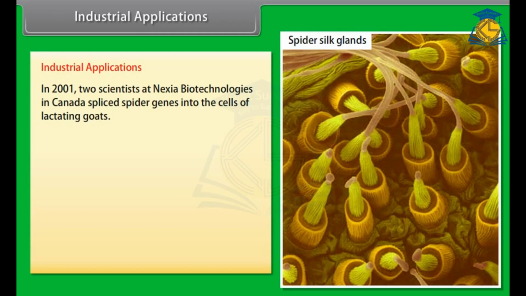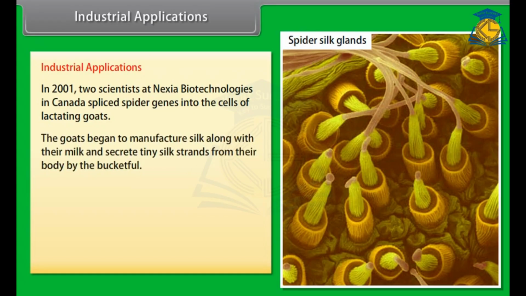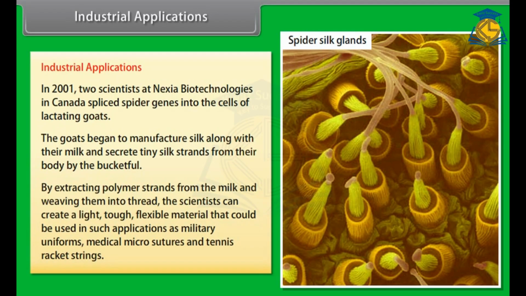In 2001, two scientists at NCERT Biotechnology in Canada spliced spider genes into the cells of lactating goats. The goats began to manufacture silk along with their milk and secrete tiny silk strands from their body by the bucketful. By extracting polymer strands from the milk and weaving them into thread, the scientists can create a light, tough, flexible material that could be used in such applications as military uniforms, medical microsutures, and tennis racket strings.